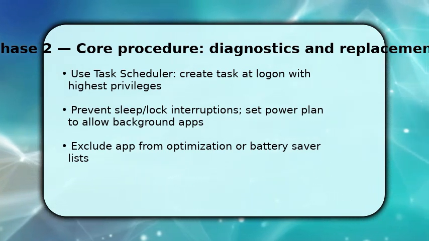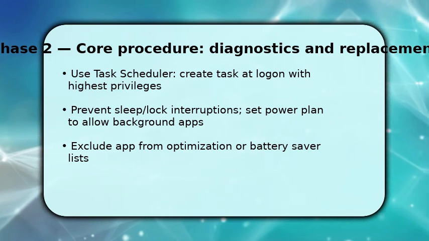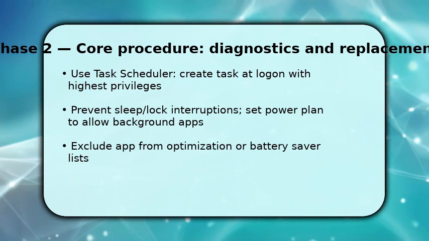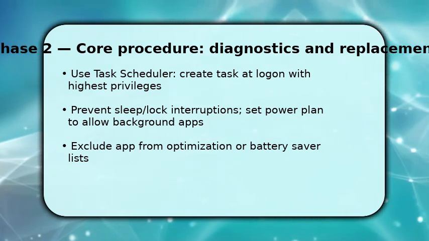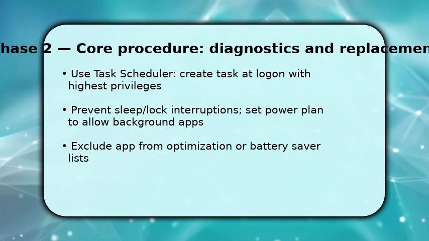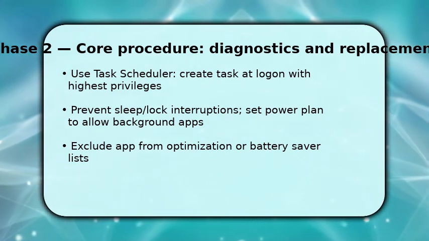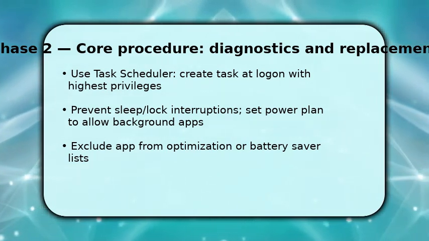Then adjust power and battery settings so background apps are allowed and sleep won't suspend the renderer. Also exclude the Wallpaper app from Windows optimization and battery saver so the system doesn't kill it. These steps keep the animation running reliably across routine system events and profile restores.